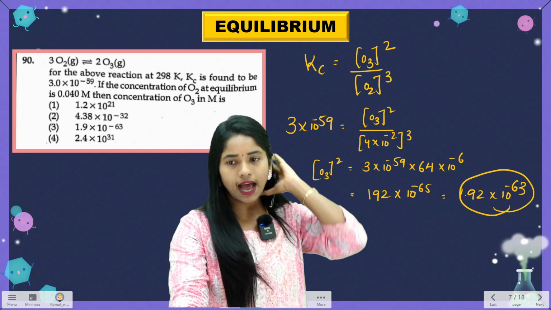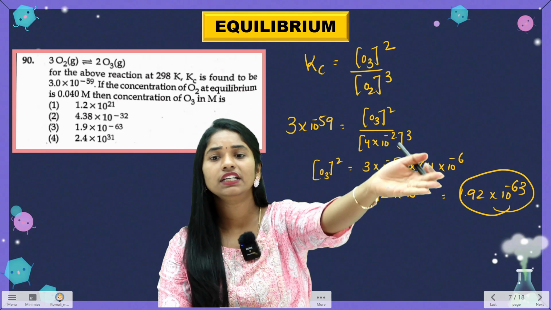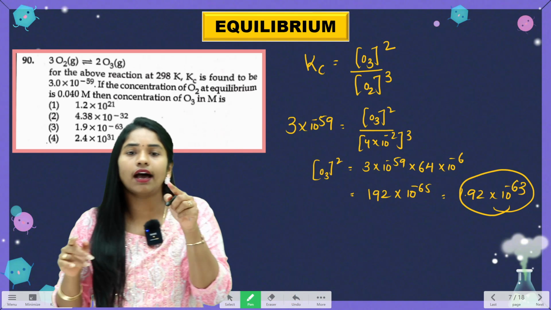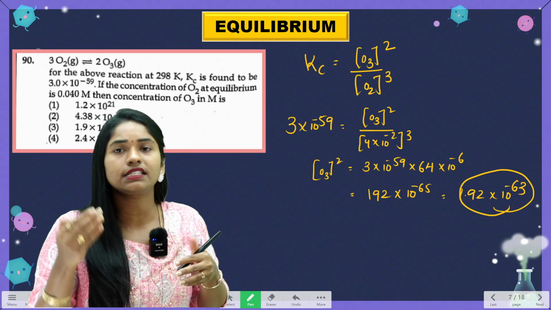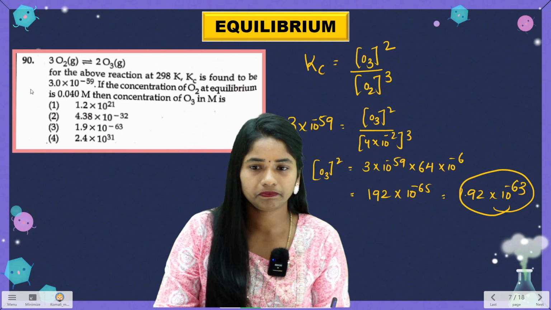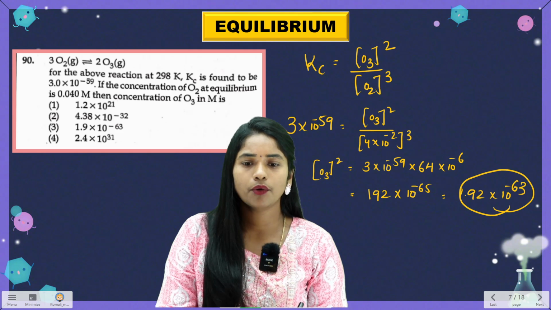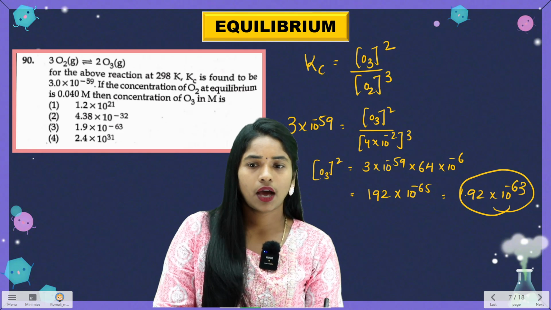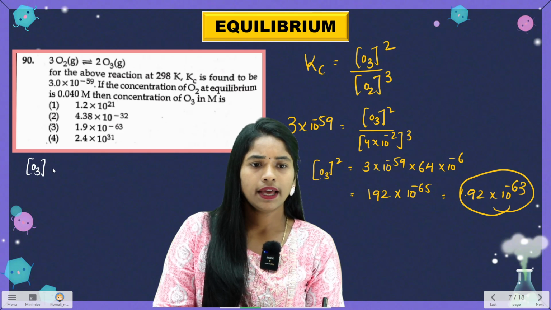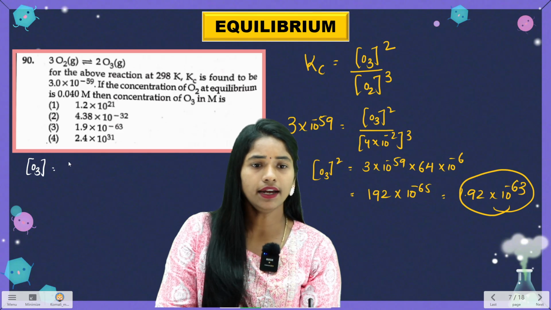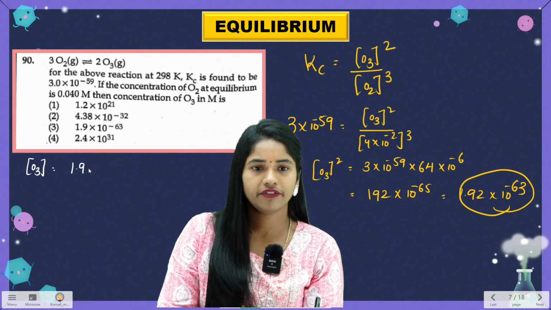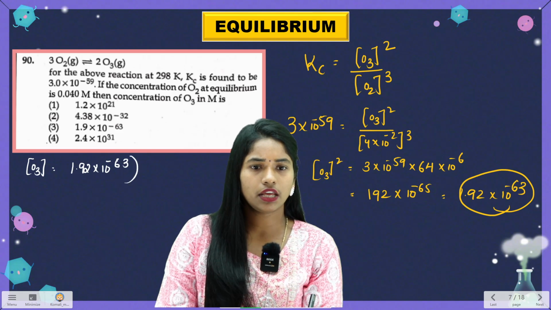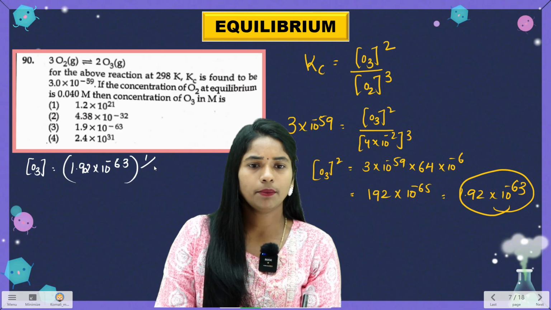This is my value, because I am going to move that square to this side. I want to find O3. Are you able to understand? Now I am going to show you step by step how to calculate it. O3 is equal to, if you move this square to that side, it becomes a square root. We can write it like this: 1.92 into 10 to the power of minus 63, whole to the power of 1 by 2.